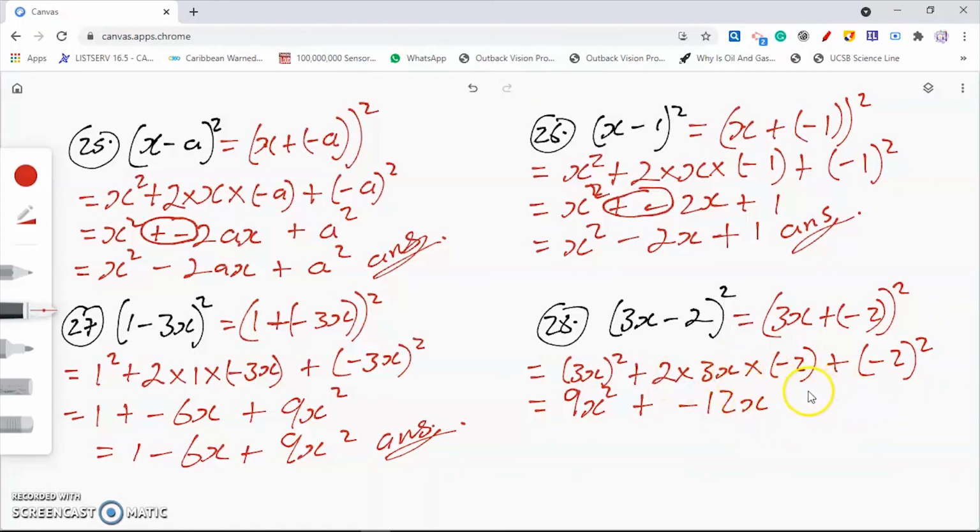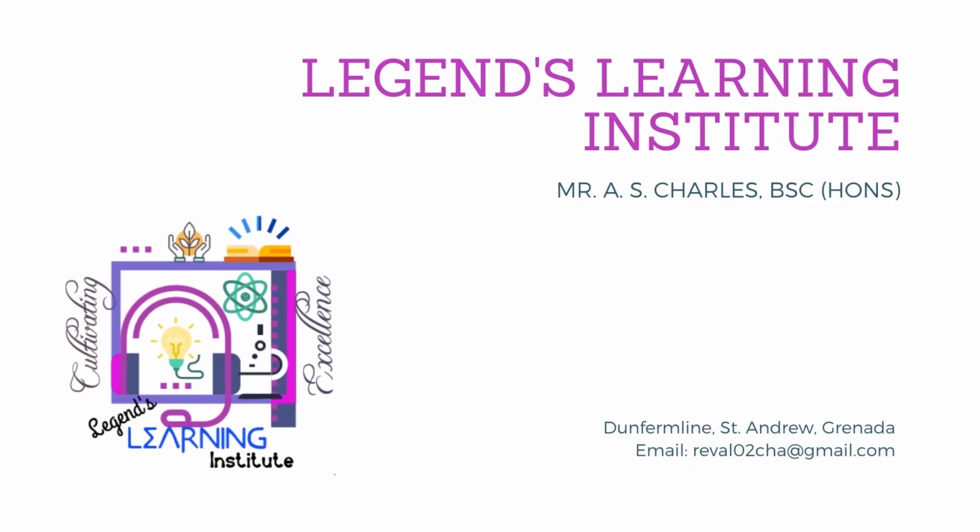Then we bring down the x. Plus negative 2 squared is positive. 2 squared is 4. So we can simplify these two signs in the middle here. So we get 9x squared minus 12x plus 4. And that's our answer there.